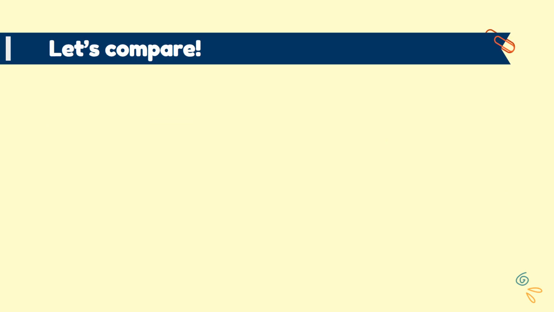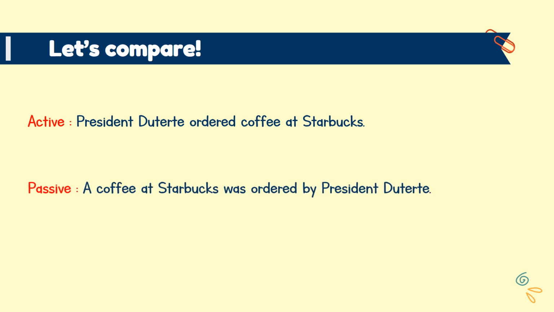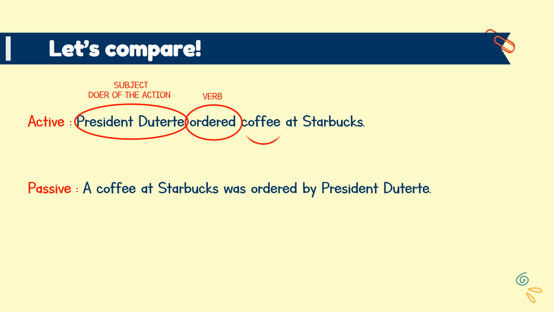Let's compare. For the active voice, President Duterte ordered coffee at Starbucks. For the passive, coffee at Starbucks was ordered by President Duterte. In our first sentence in the active voice, President Duterte is the doer of the action, therefore is our subject. The word ordered is the verb, and the word coffee is the receiver of the action, which comes after the verb.